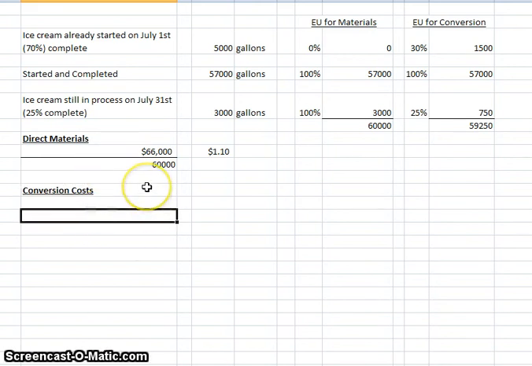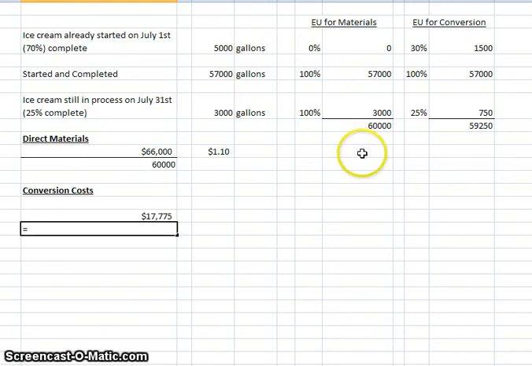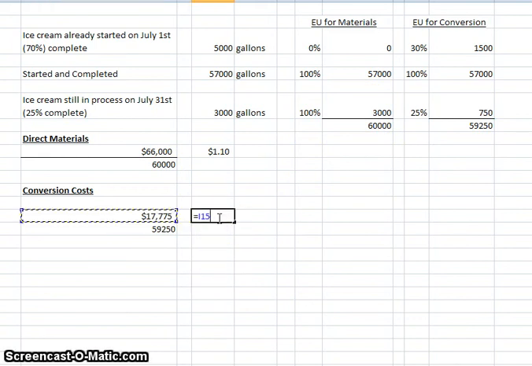You're going to look at the total value again of the conversion cost during the month, which if we went back to that slide was $17,775, which is direct labor and factory overhead together, divided by the number of equivalent units, which is 59,250. That divided by that comes out to 30 cents per equivalent unit conversion costs.